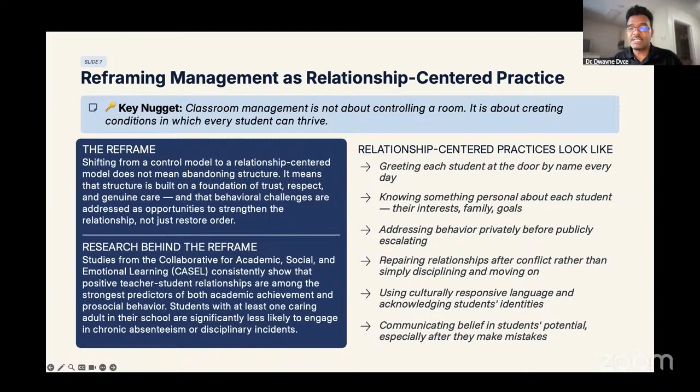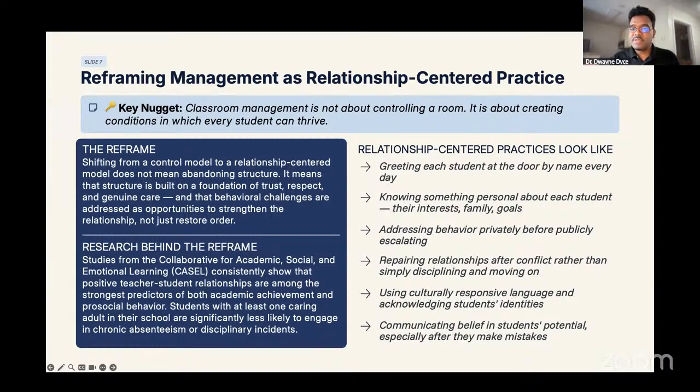You have to talk about academics also, their goals, their aspirations, addressing behavior privately before publicly escalating it. So talk to the students privately, not just call them out in class. We shouldn't do that, as a matter of fact. Repairing relationships after conflict rather than simply disciplining and moving on. You know, repairing the relationship. That is restorative practice. Repair the relationship.